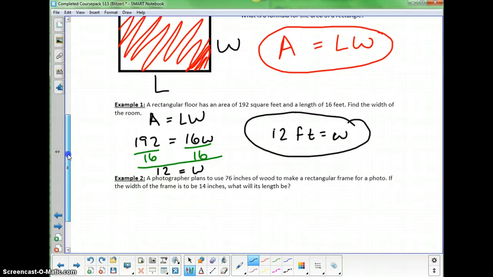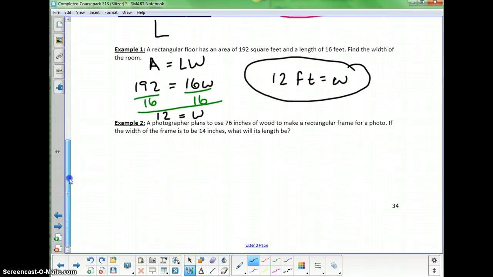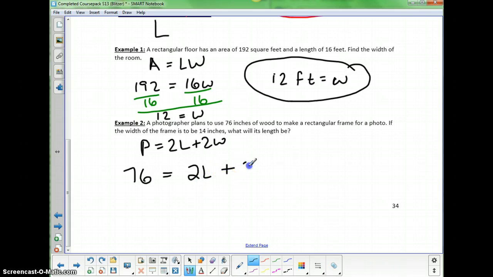Okay, let's look at the next one. A photographer plans to use 76 inches of wood to make a rectangular frame for a photo. If the width of the frame is to be 14 inches, what's the length? Okay, as a frame, this is going to be going around the outside edges, so we're going to use perimeter. You wouldn't want your frame to fill the entire thing up and cover up the picture, so we don't want area, we need perimeter. 76 is going to be the total perimeter. I don't know length, so I have 2 length, plus 2 width, which is 14.